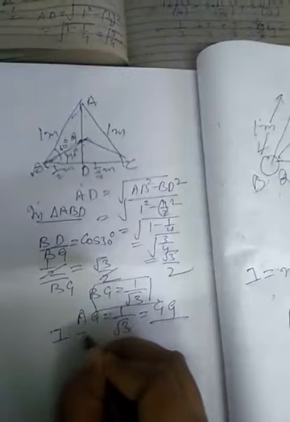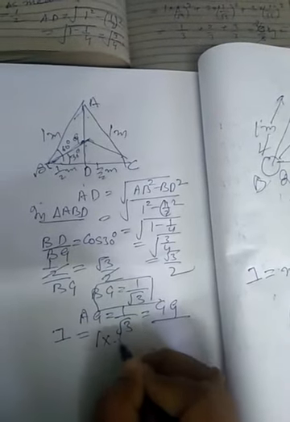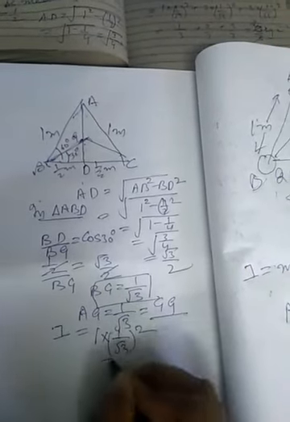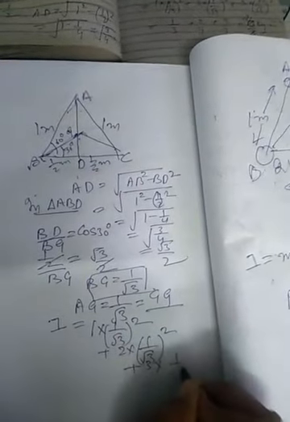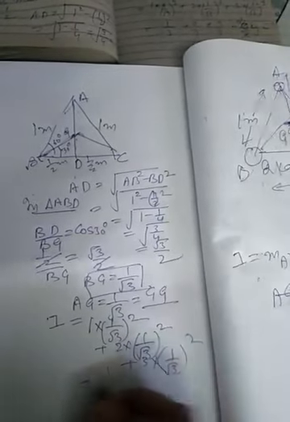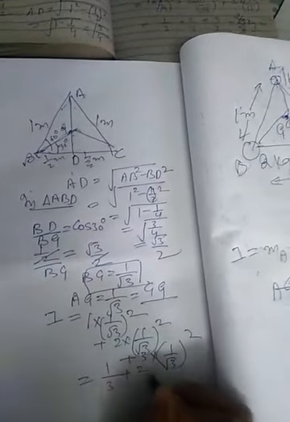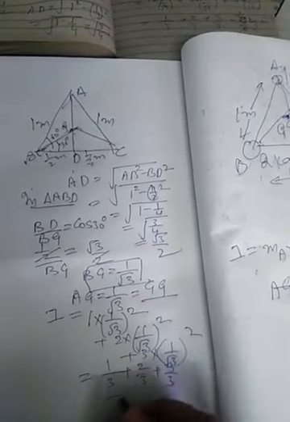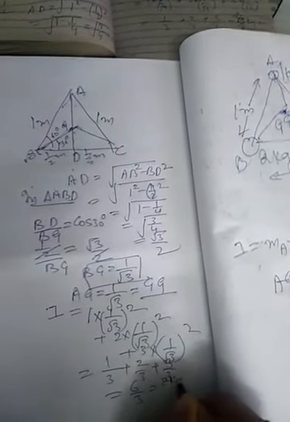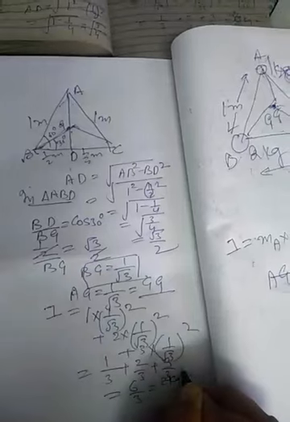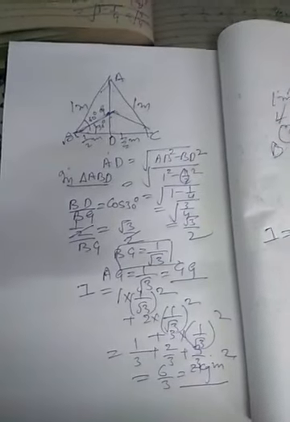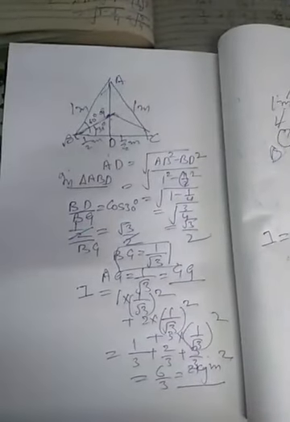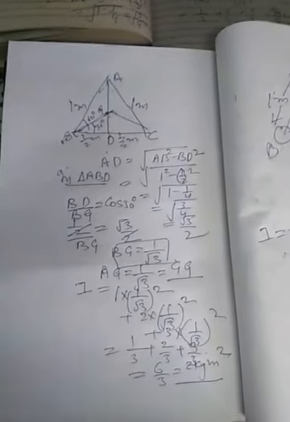Now we apply the moment of inertia: mass of A, 1 into 1 by root 3 whole square, plus 2 into 1 by root 3 whole square, plus 3 into 1 by root 3 whole square. That is 1 by 3 plus 2 by 3 plus 3 by 3, that is 6 by 3, that is 2 kg meter square. That is the final moment of inertia for this problem. So that's about this problem. The next problem we will discuss in the next part.